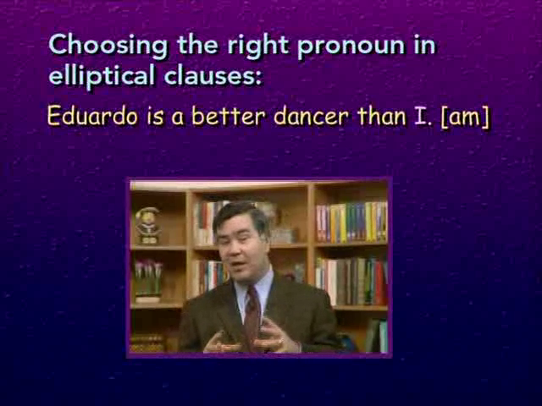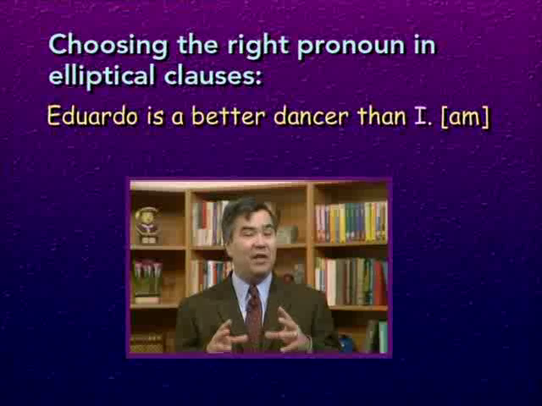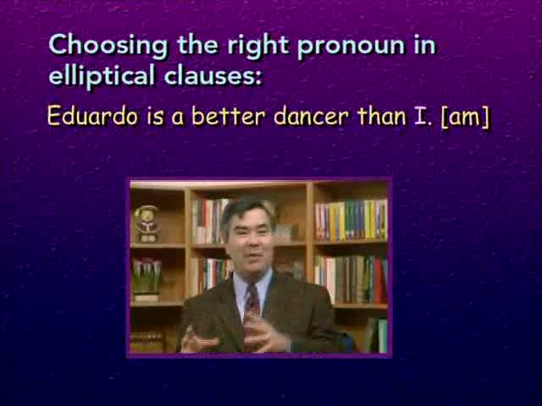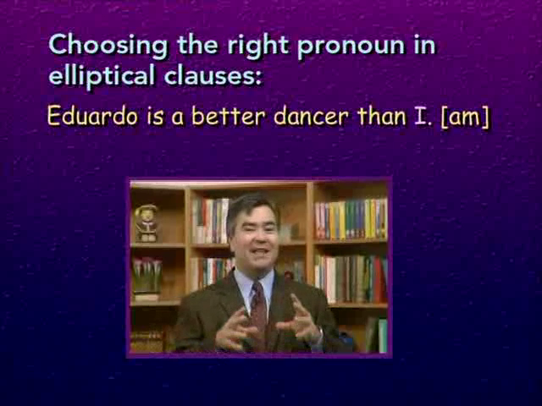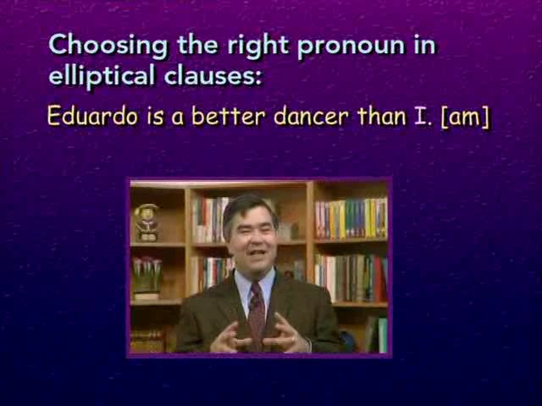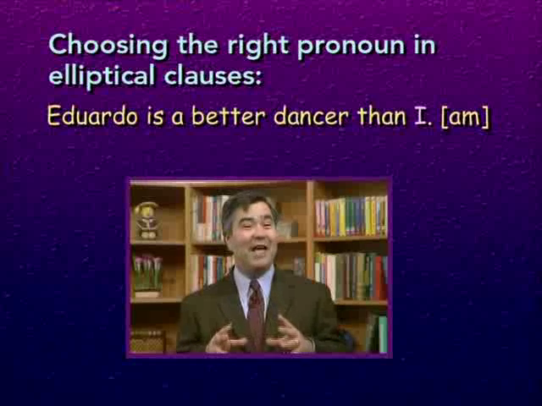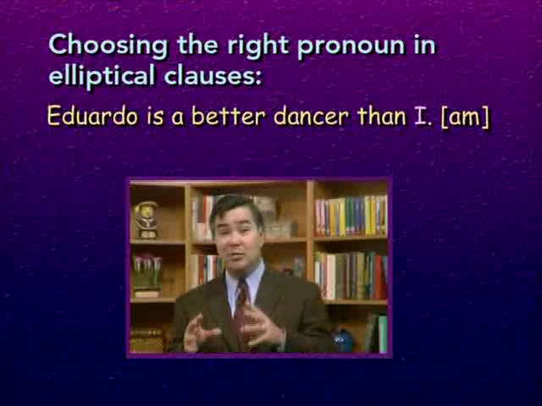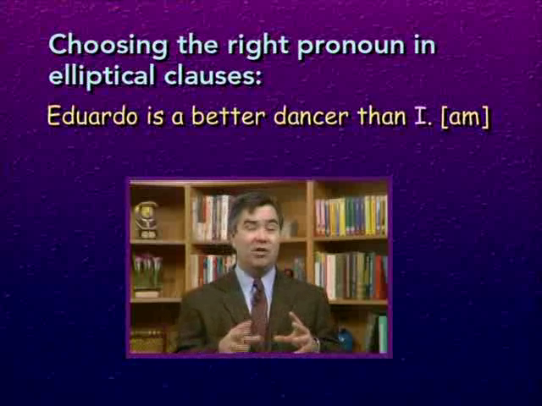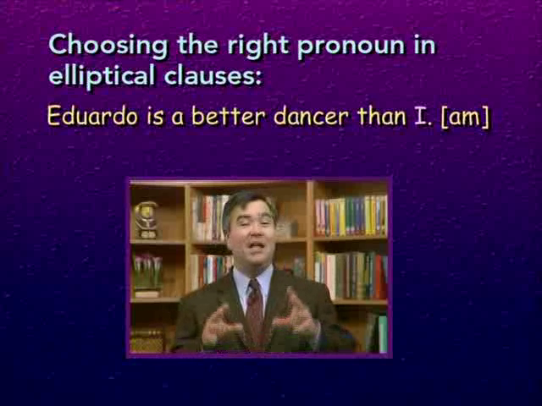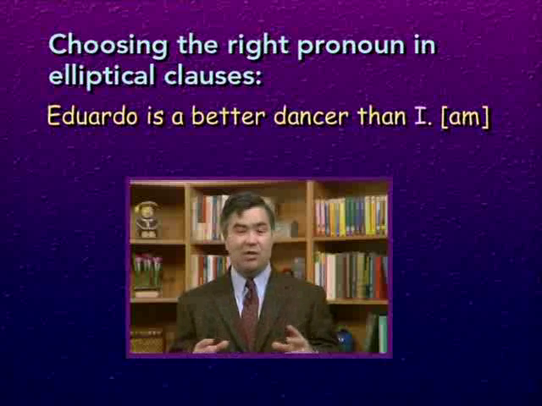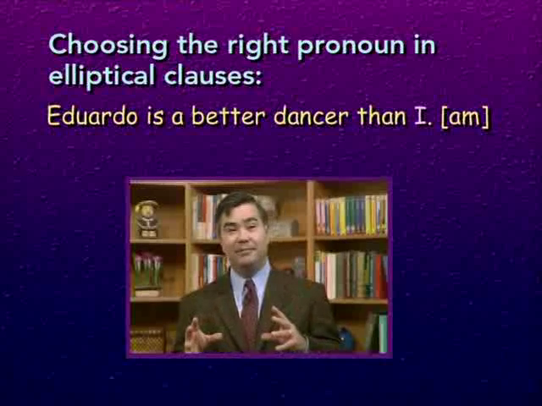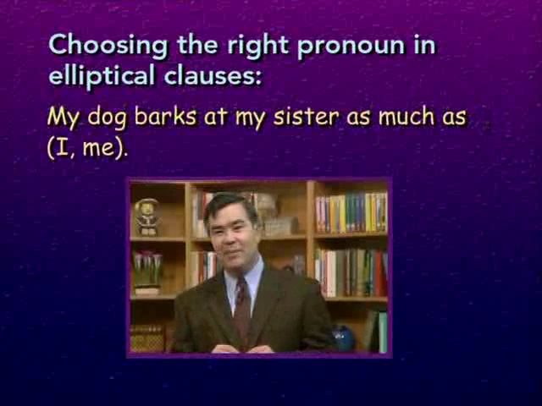It would not be correct to say Eduardo is a better dancer than me, because if you were to say that, it would be as if you were saying that the elliptical clause should read Eduardo is a better dancer than me am. And that's clearly not correct. Instead, the subjective case of the pronoun I should be used even when the verb am is omitted. So the sentence should correctly read, Eduardo is a better dancer than I. Take a look at this example.